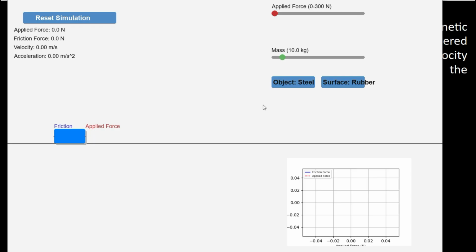All the things we need to know about static and kinetic friction, you have to learn from this particular graph. You should be able to understand this graph actually.